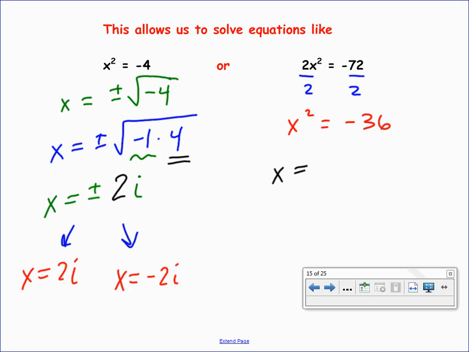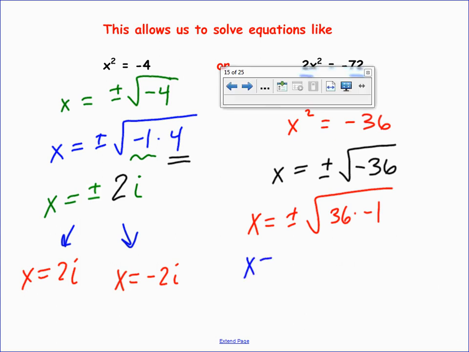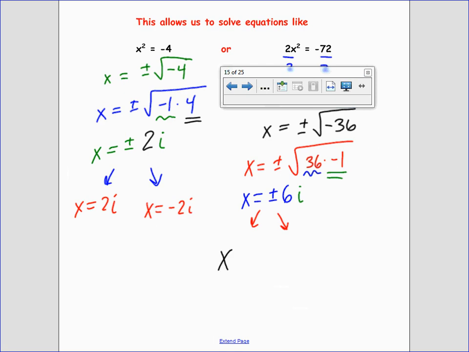So if x squared equals negative 36, then x is given by the positive and negative square root of negative 36. It just so happens that now we're able to simplify this, right? Isn't negative 36 equal to 36 times a negative 1? And a 36 inside a square root is equivalent to a 6 out front, and a negative 1 inside a square root is equivalent to i out front, which means I have two answers. I get x equals 6i, and x equals negative 6i.